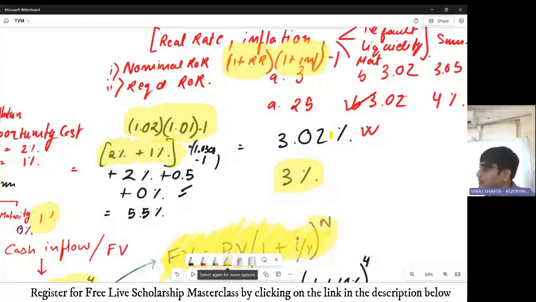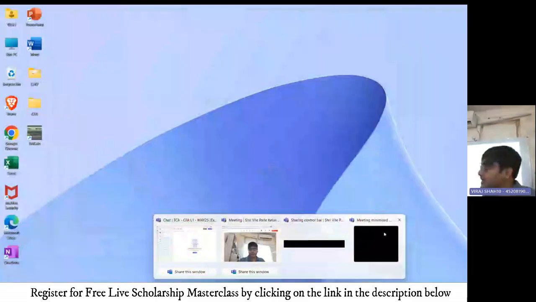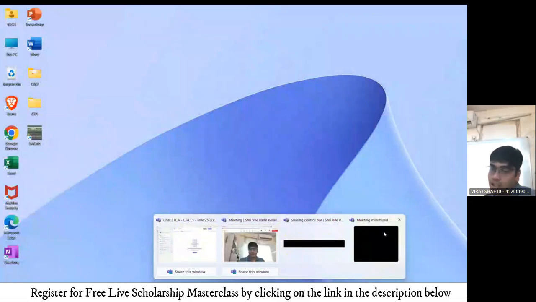This is also approximately equal to inflation plus real rate of return. No, default and all that will come second when we are talking about the required rate of return. Here you have written the nominal only so far. This is part 1, which is the nominal rate. Now write what is the required rate of return.